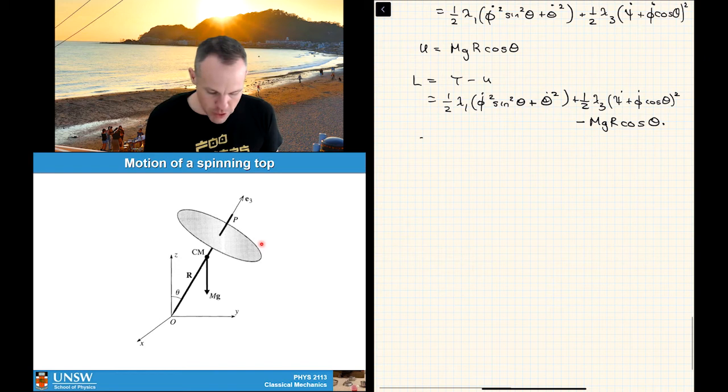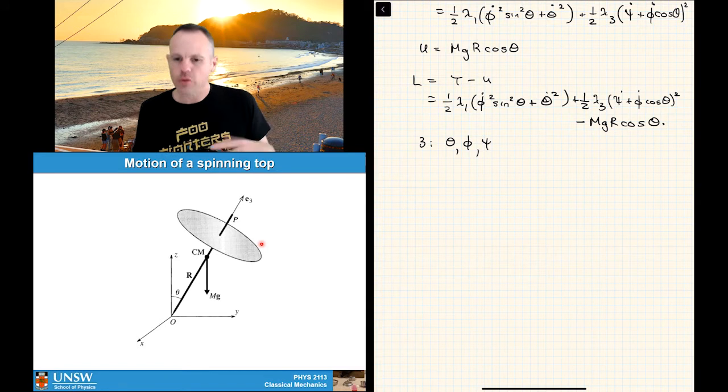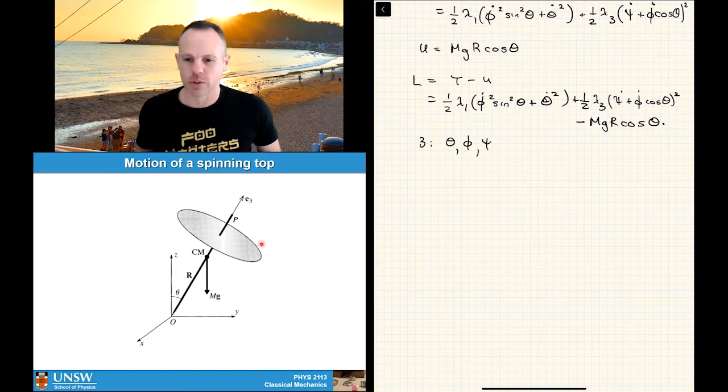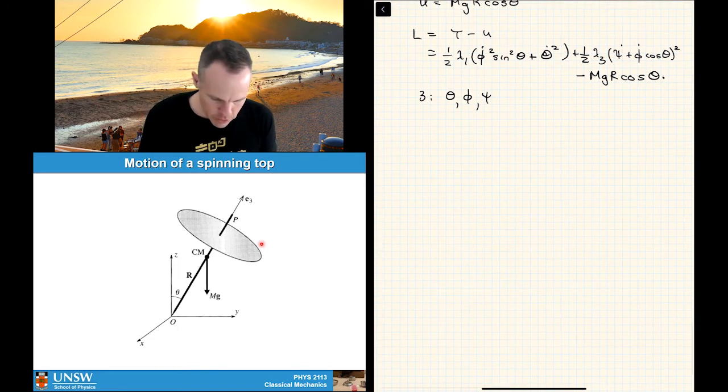So we've got 3 coordinates here, theta, phi, and psi. And you can imagine I'd write all 3 Euler-Lagrange equations and then go through and solve them and do whatever's in here, right? I'm not going to do that because I don't care about everything in the problem. And so this is another one of these cases we sometimes do in physics of just being selective about what it is that we want to solve. So what we're going to do is deal with our theta equation in this particular case.